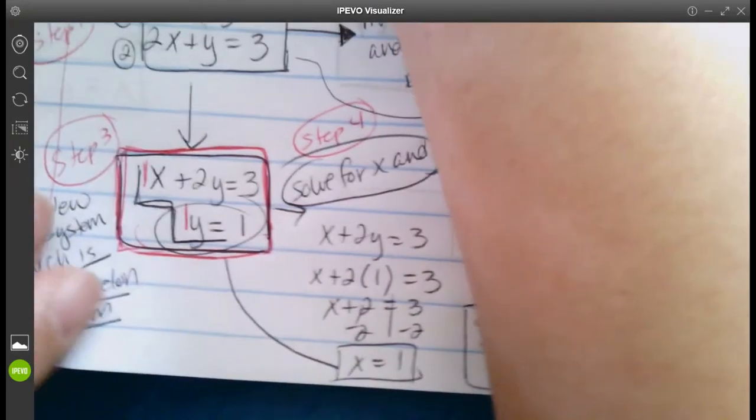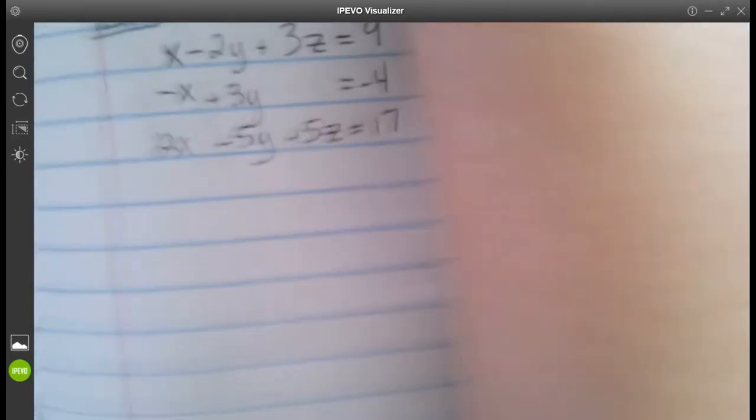So let's go ahead and look at another example. We do have about 6 examples, so we'll see if we can get it all in one video. If not, we might have to split it up.